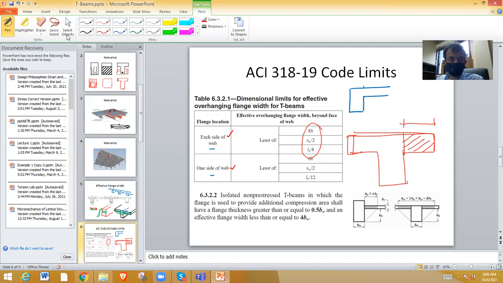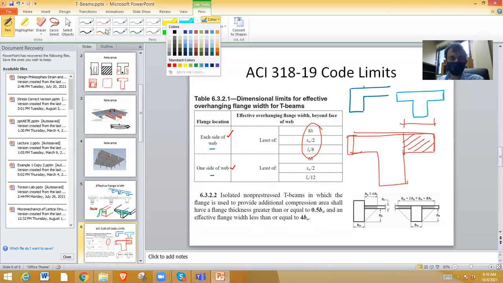All of these values that you see here should be evaluated for the overhanging part of the flange. So if this is the T-beam, then these prescriptions are for the overhanging part of the flange, that means that part which extends over and out of the web. So least of 8h. h is the height of the flange.